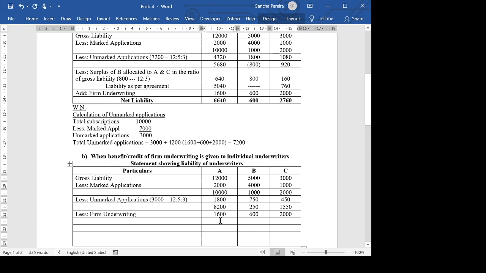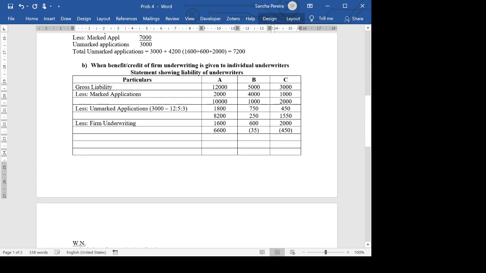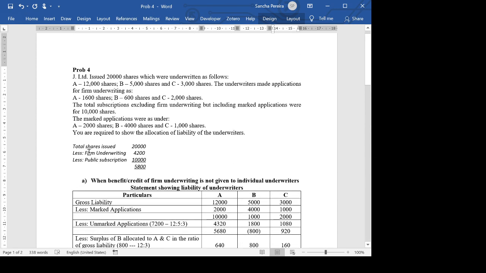Okay, so if I do this calculation, what I will get is 6,600. Here there is a surplus. Actually, the liability was 250, but right now he's got more than that in his favor. So basically, the surplus here will be 350. And here there will again be a surplus. The liability was 1,550, and he got 2,000 in his favor. So here it's going to be a surplus of 450. Okay, so that's it. We have minus everything. Marked, firm underwriting, public subscription marked and unmarked have all been minus.